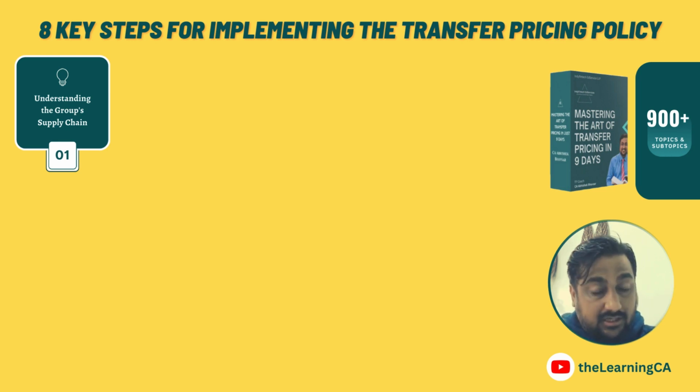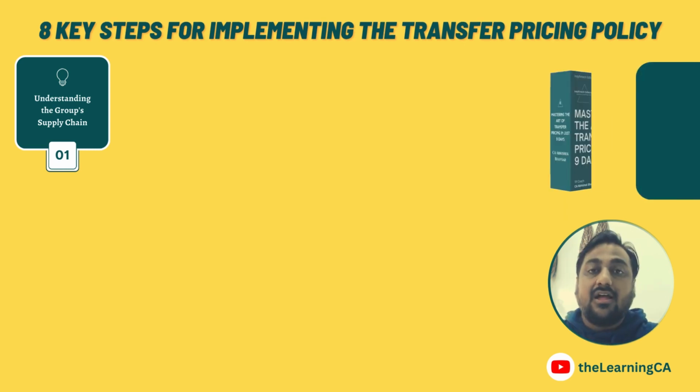For that, we also have a dedicated video on YouTube, which you can search on our page, which talks about how you need to carry out the supply chain analysis for framing the TP policy. You can see that on our YouTube channel as well. So that is step number 1, where you need to analyze the supply chain at a group level or at a particular segment level. Now we come to step 2.